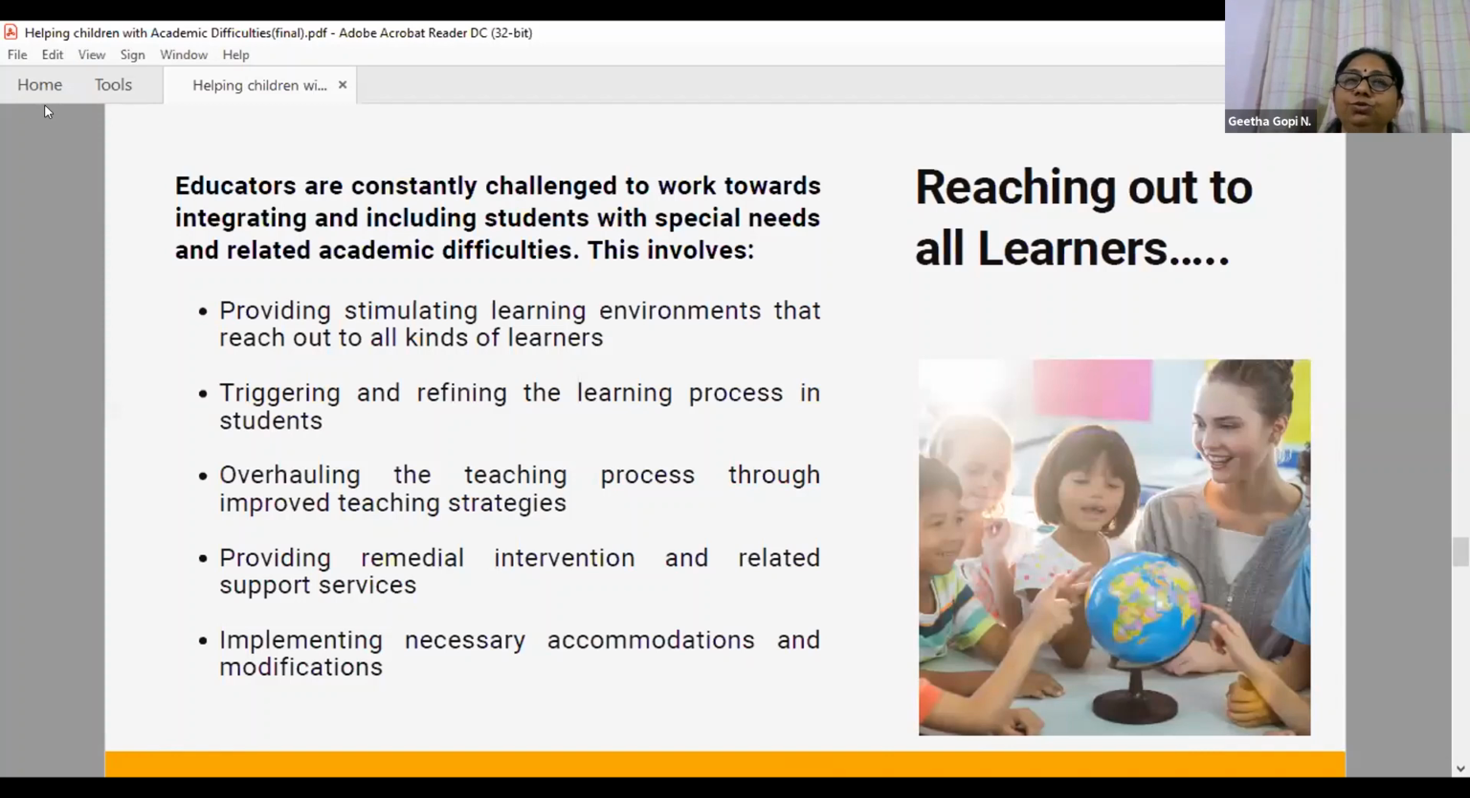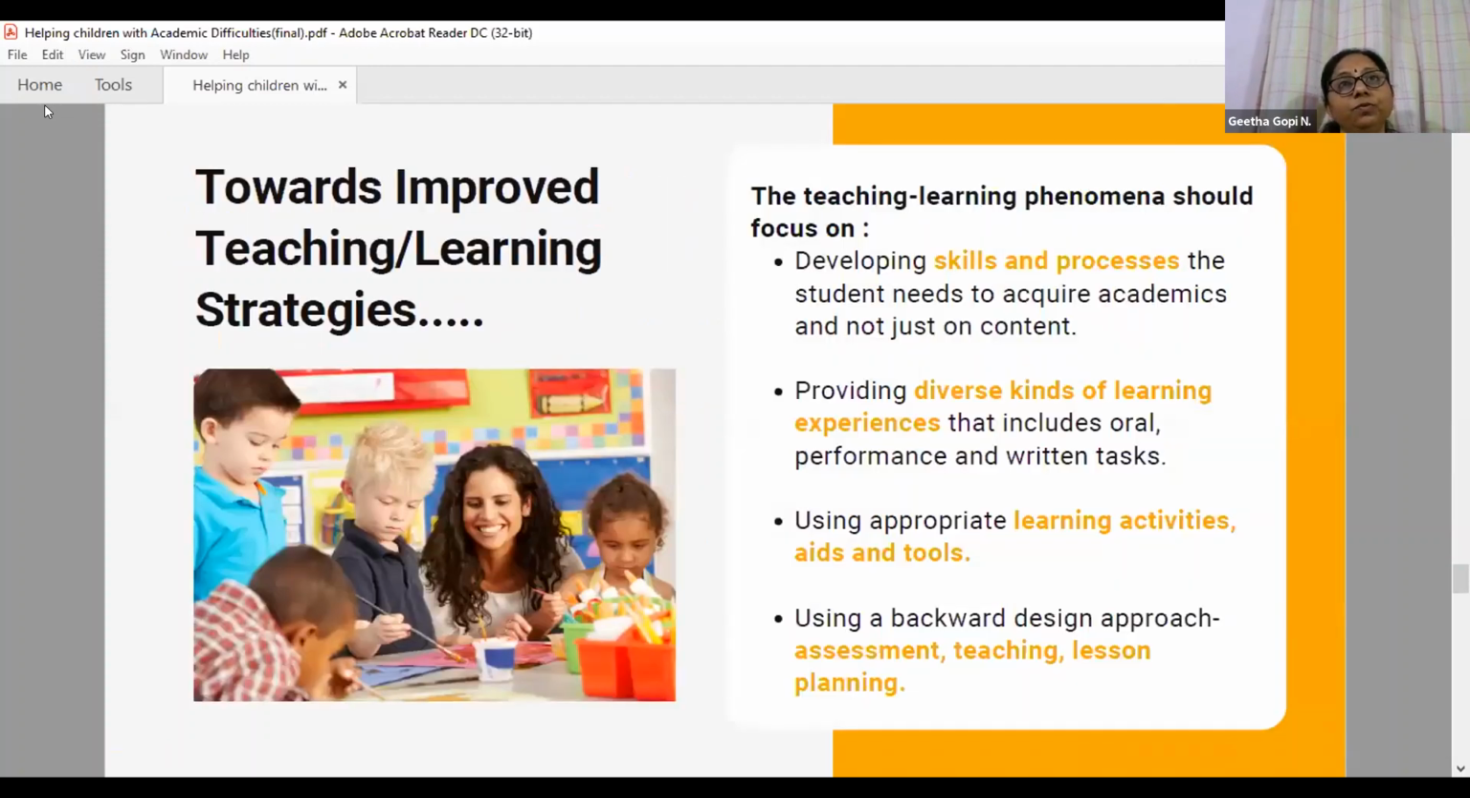If you are trying to retain the same content as the peer group but trying to change methodologies, the processes, the activities, the materials that you use, or even things such as reduction of work, those come under accommodations, where you're not changing the content but you're making other kinds of adaptations to help the child cope with the academic learning.